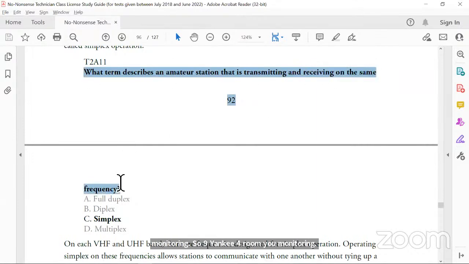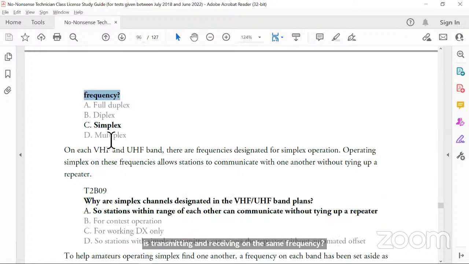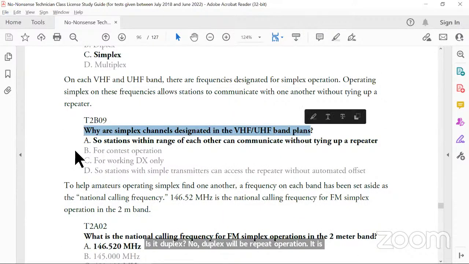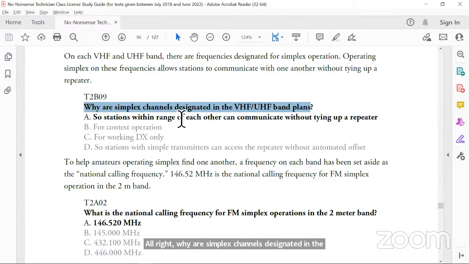Continuing. What term describes an amateur station that is transmitting and receiving on the same frequency? Is it duplex? No, duplex would be repeat operation. It is simplex. All right. Why are simplex channels designated in the UHF VHF band plans? It is so that stations within range of each other can communicate without tying up a repeater.